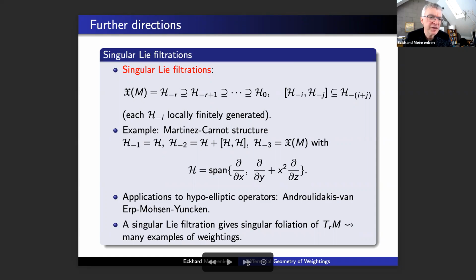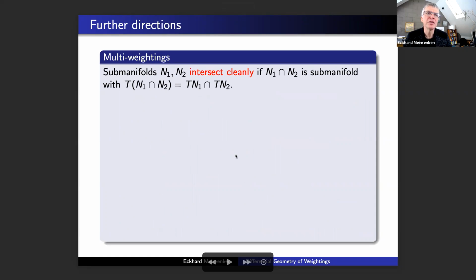Okay, and as a final thing I wanted to mention, there's a generalization to what we call multi-weightings. So you can look at settings where you don't have to have one submanifold, but say two cleanly intersecting submanifolds or more submanifolds. Clean intersection of submanifolds, of course, means that the intersection is a submanifold and the tangent bundle of the intersection is the intersection of the tangent bundles. One knows that one can introduce local coordinates, so that it looks like the intersection of two subspaces.